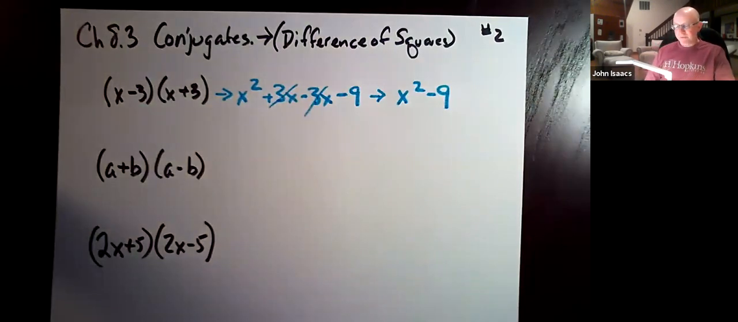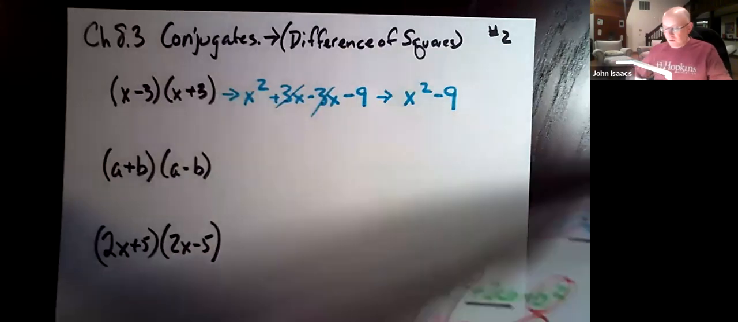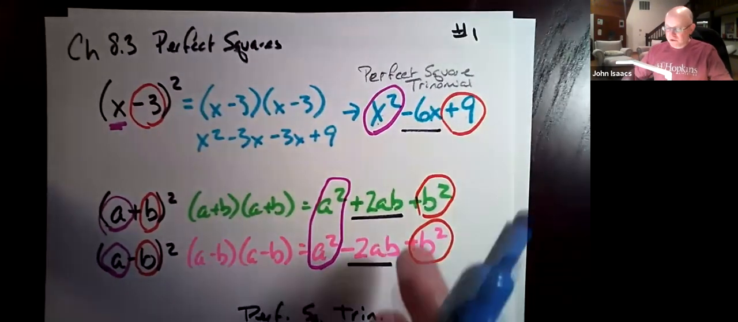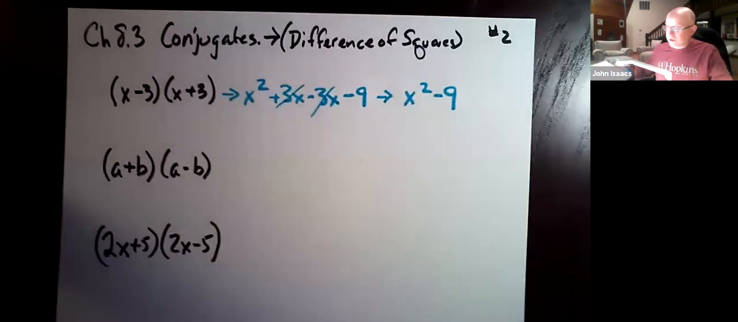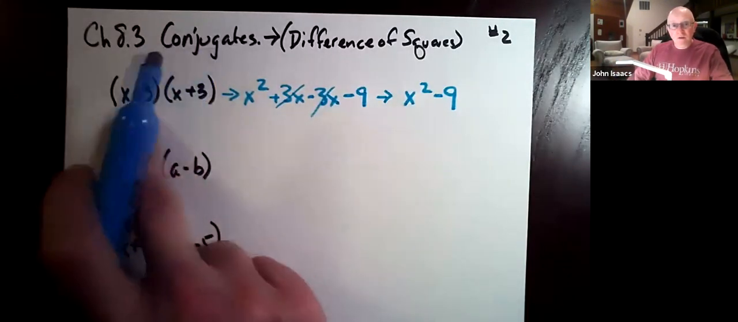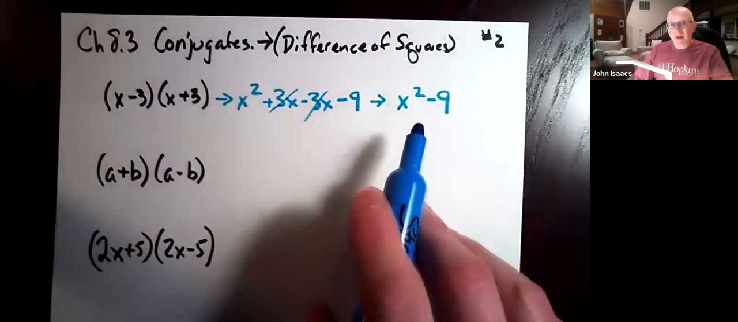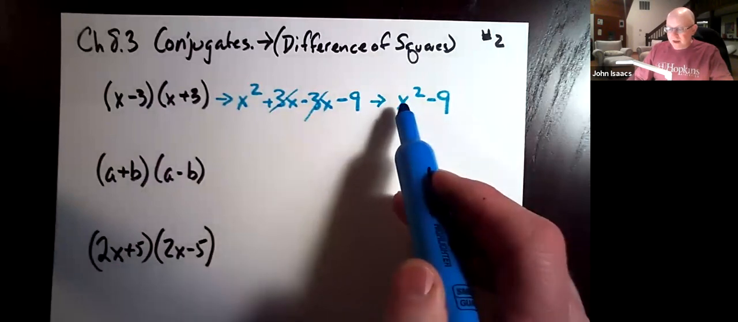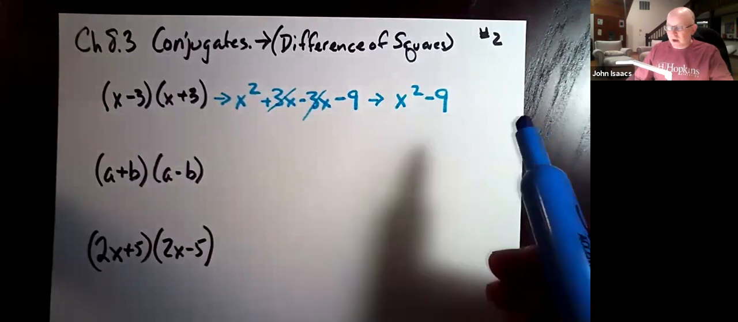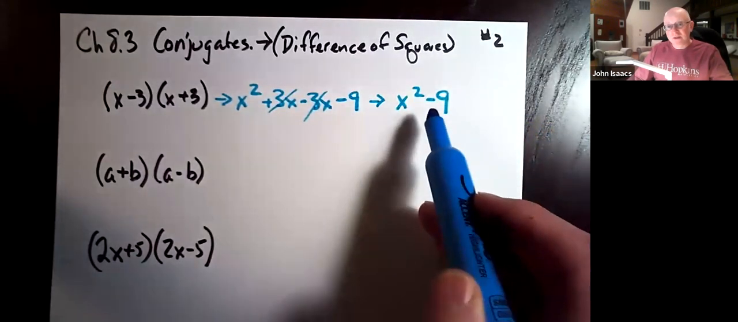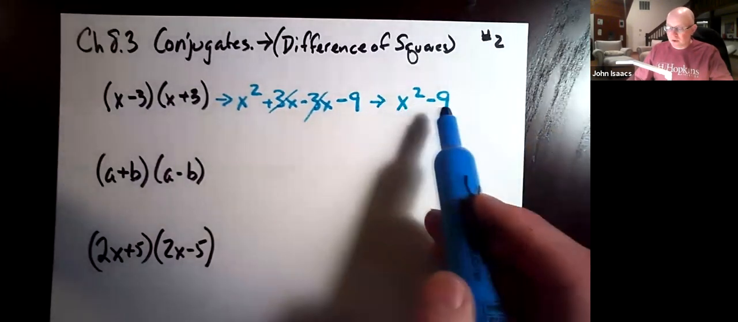Now, our result here is a binomial. If you recall, when we were multiplying in the last video, our results were trinomials. These were always trinomials, but now we're multiplying two binomials, just like we were before, but we get another binomial. And that binomial is a perfect square minus another perfect square. And that's why this result is called a difference of squares. Difference being subtraction of squares.